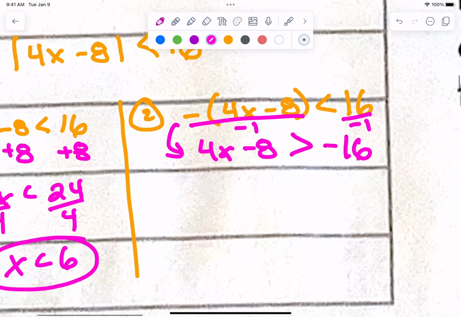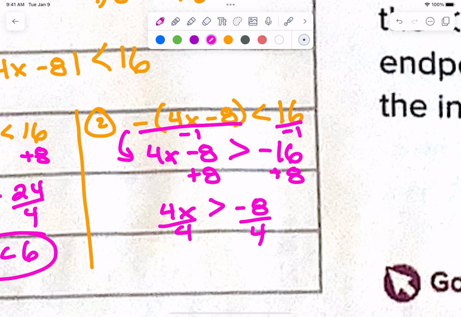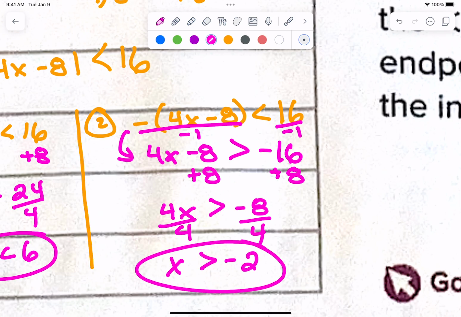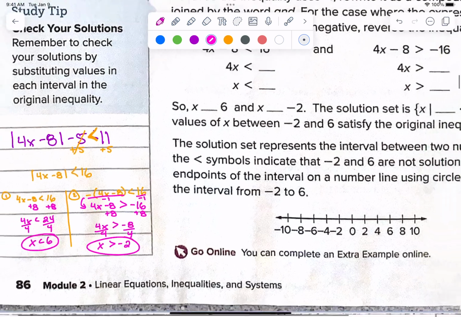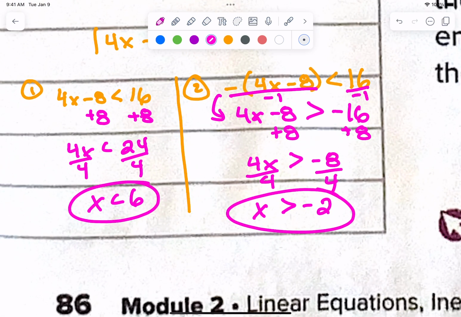Okay, now, do you understand what we did with the negative 16? We divided the negative over. Let's add the 8. What's negative 16 plus 8? Negative 8, and let's divide by 4. X is greater than negative 2. Is that what they got? Yep. Could you do it like where you just turn the negative over?